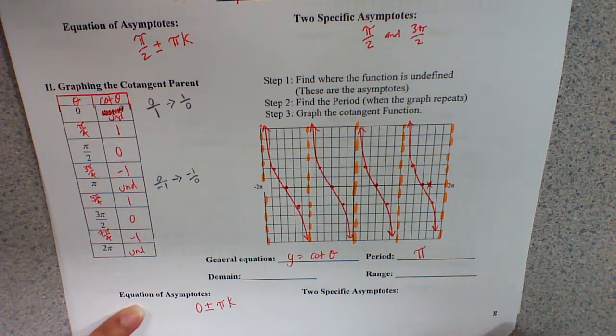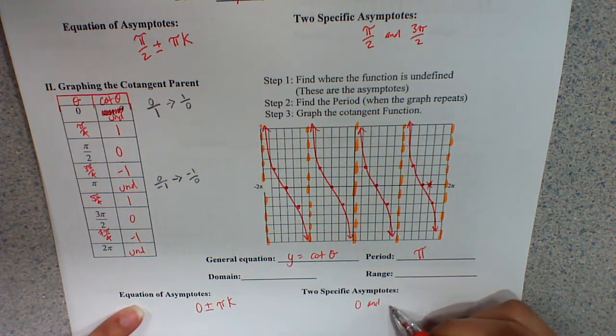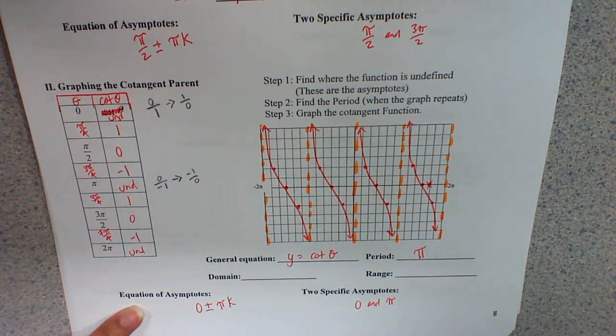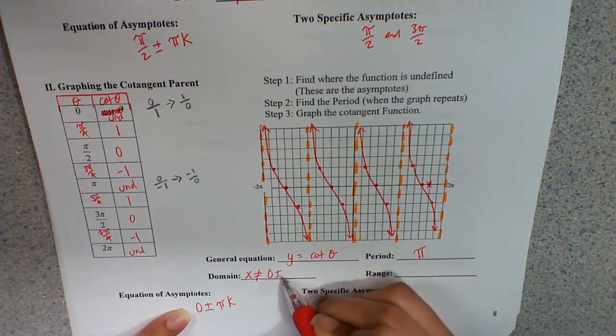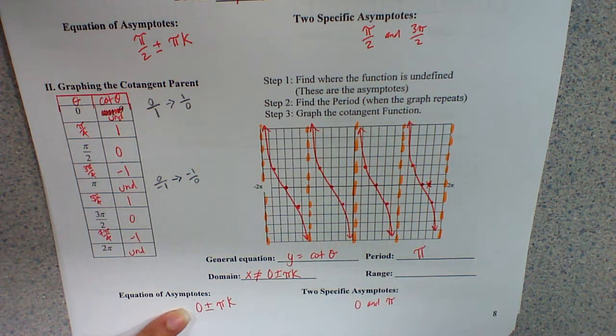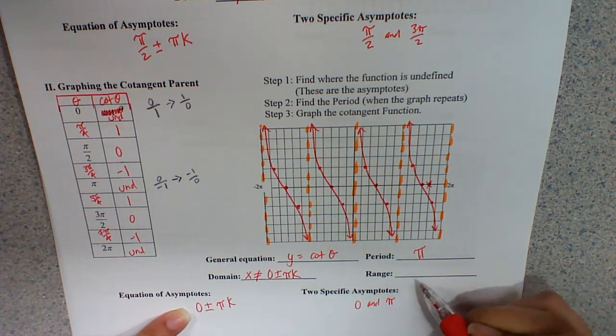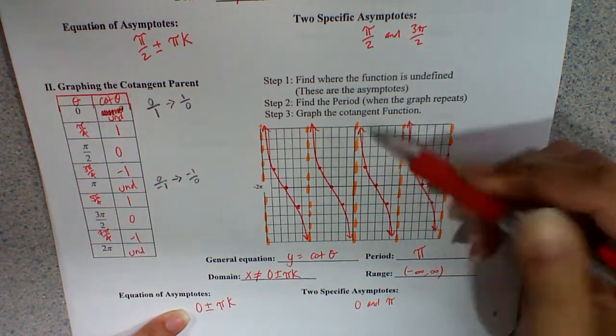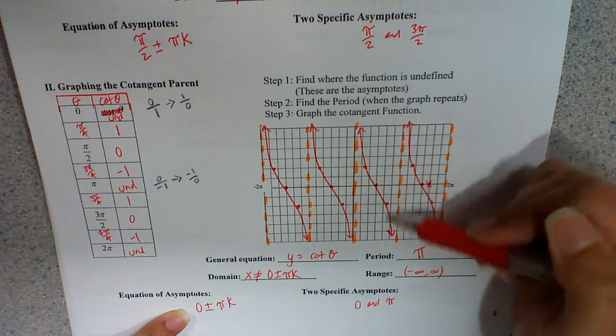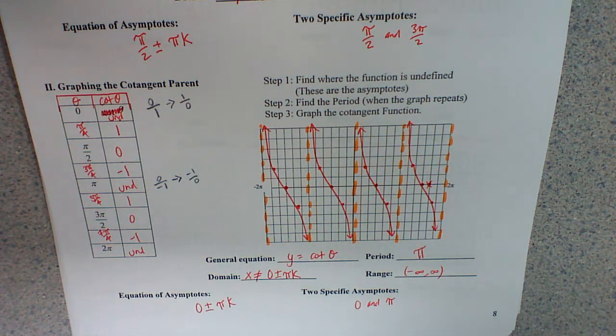Two specific asymptotes, again, you have several options here. I'm going to choose 0 and pi because those are my first two positives. My domain is solely based on my asymptotes, and I'm going to say x does not equal 0 plus or minus pi k. And just like for tangent, the range here for cotangent is also all real numbers because you have no limits vertically. And there you go. Tangent and cotangent graphs are done.